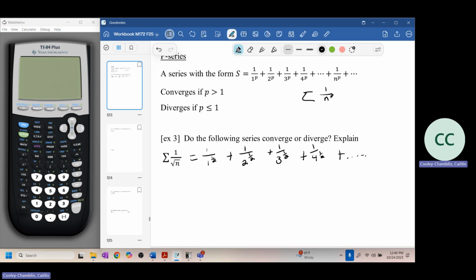And so looking at this, there's not much work I need to do. It's already in the form of, notice 1, 2, 3, 4 in the denominator, and then that power just stays the same. So we always have the 1/2 power, 1/2 power, 1/2 power. So this looks like that particular form that we're looking for. So this is a p series.